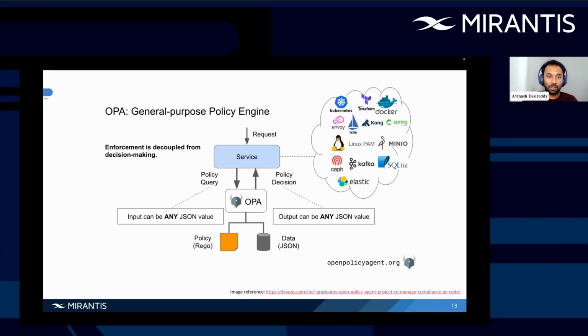As soon as the request is received by a particular service, they pass that information to the OPA policy engine. Based on the input and the policy that was defined in the policy engine, it responds back to the service whether the policy is allowed or denied. And based on the decision, the request will be either granted or rejected.